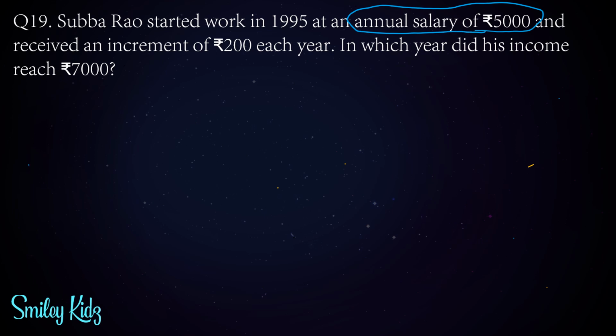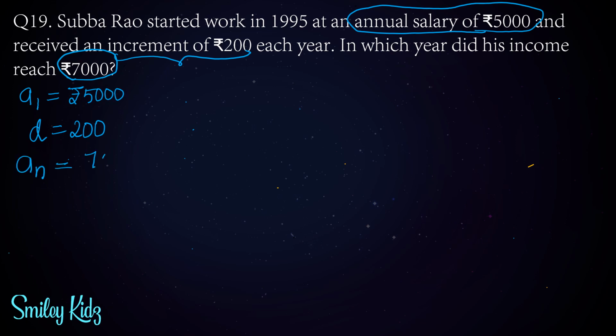Annual salary means here the first term is rupees 5,000 or simply 5,000. Then he received an increment of rupees 200. That means the value of D is 200 because 200 is increasing every year, right? So this is a constant value which is increasing every year. So the common difference is 200. Then in which year did his income reach rupees 7,000? That means the AN or the nth term is 7,000.